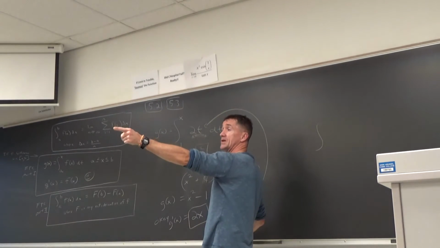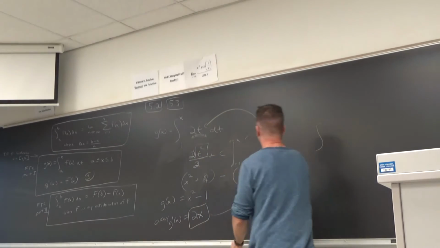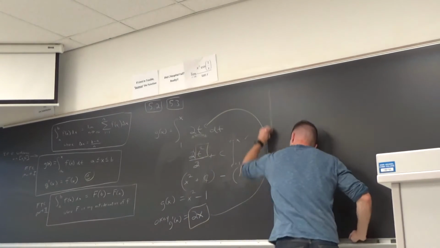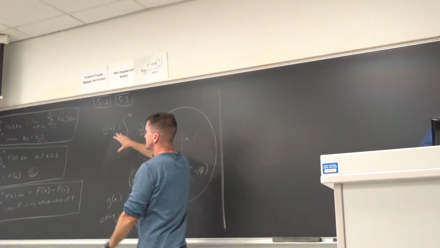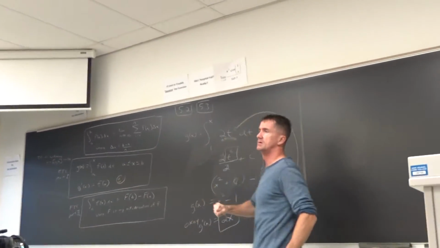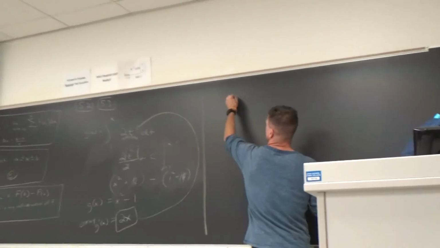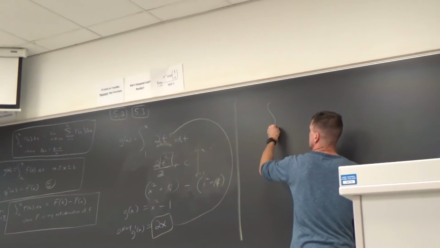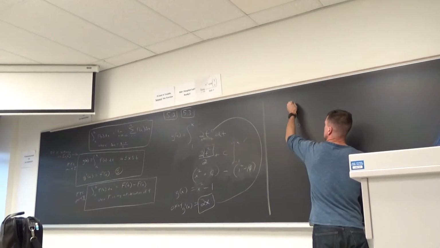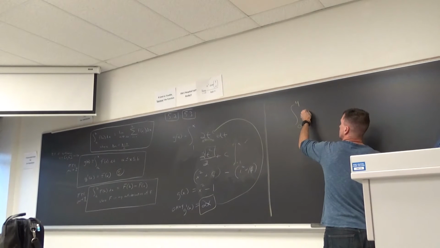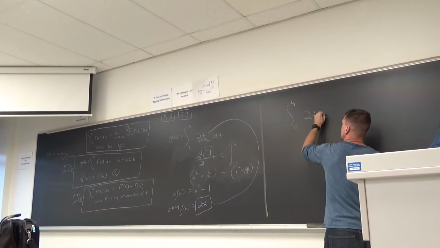Cool. I'm going to make sure to do your example. So this was kind of giving us a sense of part one. Let's look at part two. All right, how about this? I want you to find this: go from 0 to 4 of 2t dt.